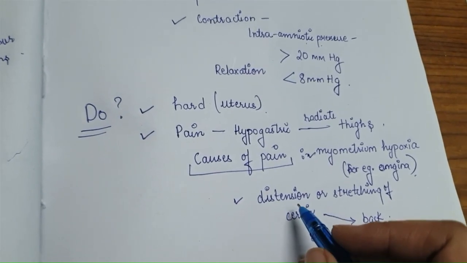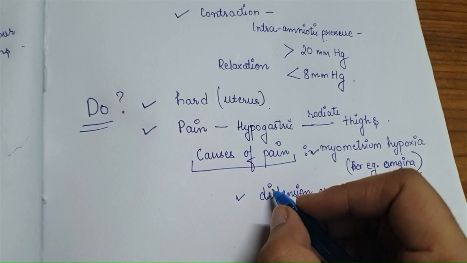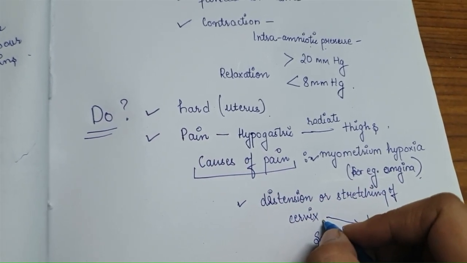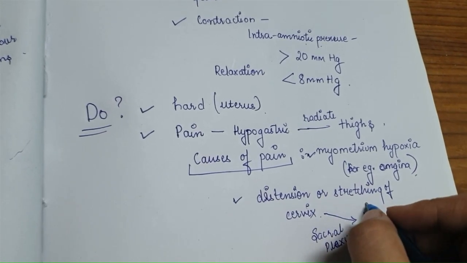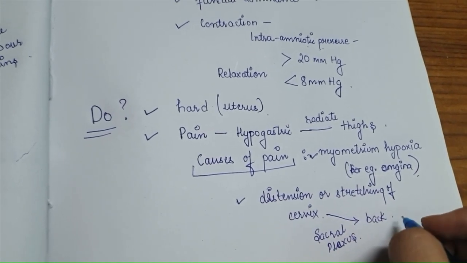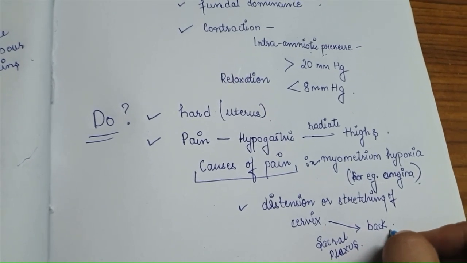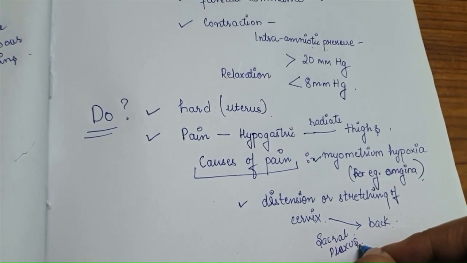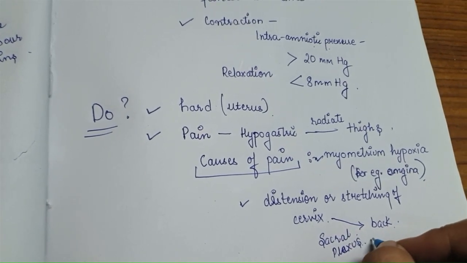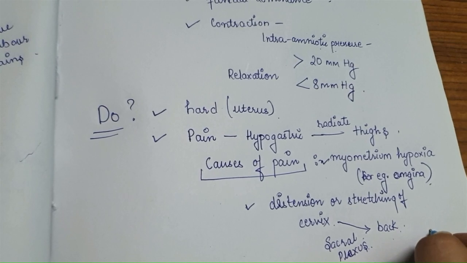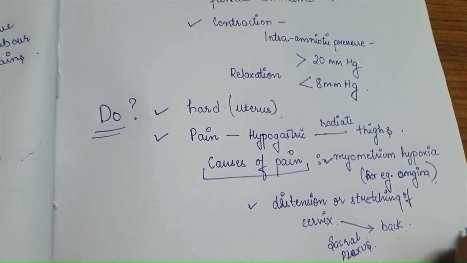The next cause of pain is distension or stretching of the cervix, meaning dilatation of the cervix also leads to pain. That is the pain which radiates backward through the sacral plexus. The sacral plexus is basically the motor and sensory supply to the posterior of the thighs and lower legs.